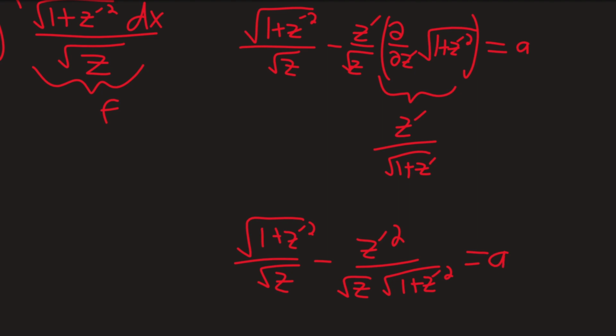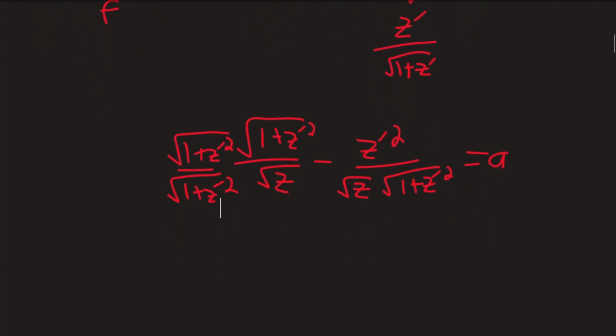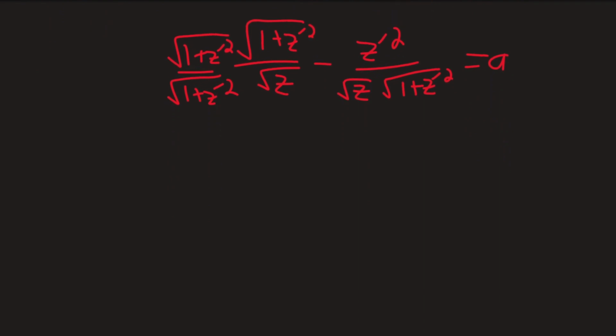And multiplying the top and bottom of this right here by the square root of 1 plus z prime squared, just to get a common denominator, we see something that's actually extremely helpful. Because this is a common denominator, I'm just going to move this over to the other side, because we kind of have to anyway. Might as well do it now. Or actually, sorry, I'm going to only move that bit over.